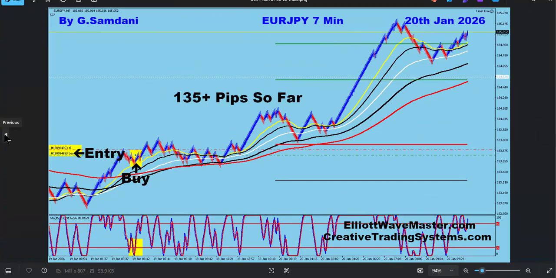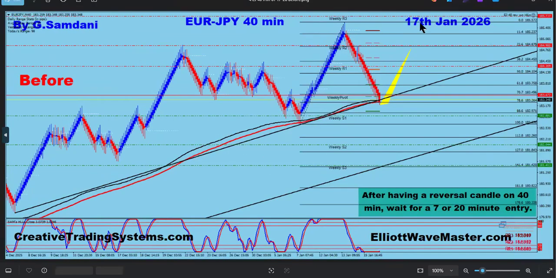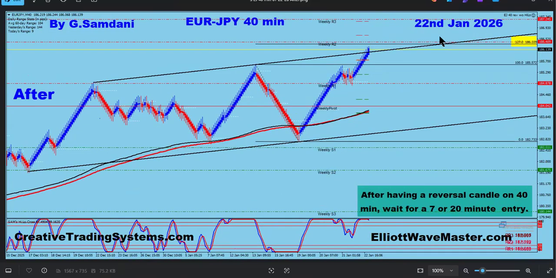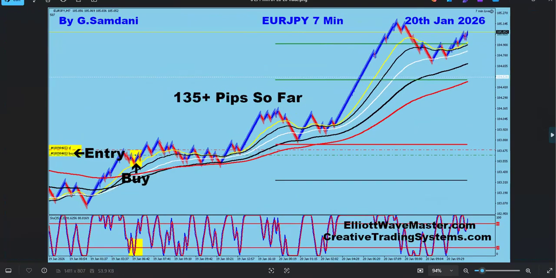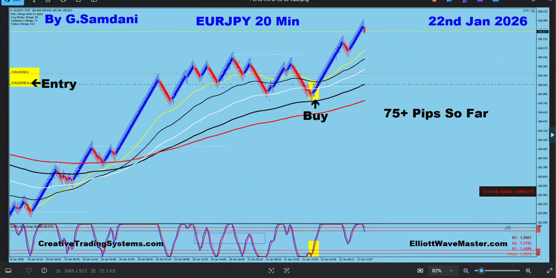This chart was made on the 17th, and then down the road somewhere on the 20th, I got it, and on the 22nd this is how it ended up. So it was probably from here, a little dip here. That's the entry, and then all the way to the upside. That's Euro Yen.